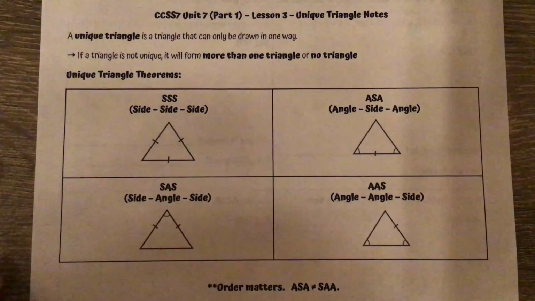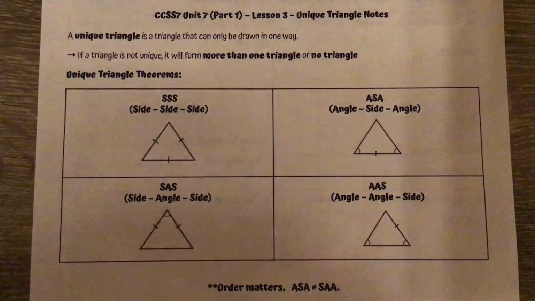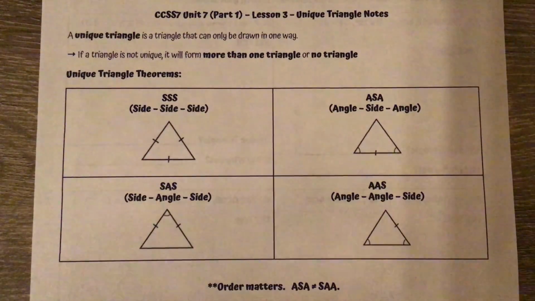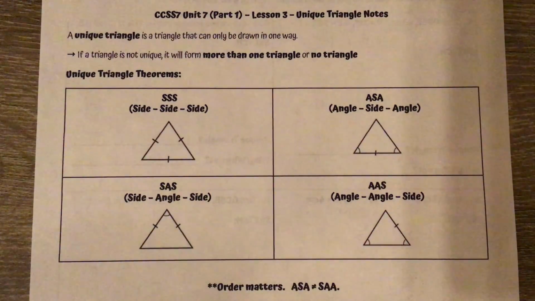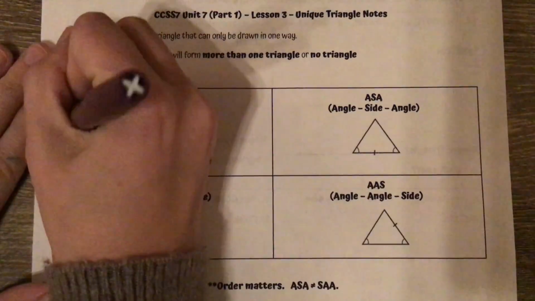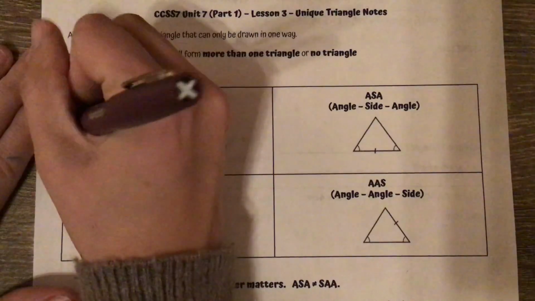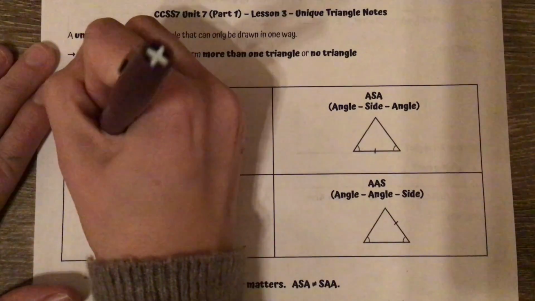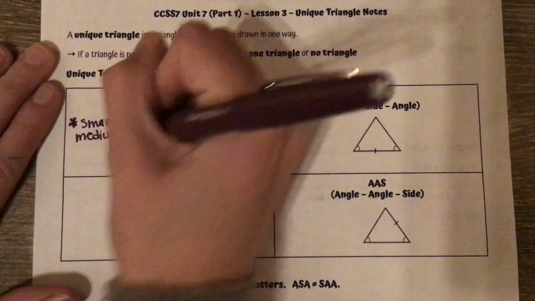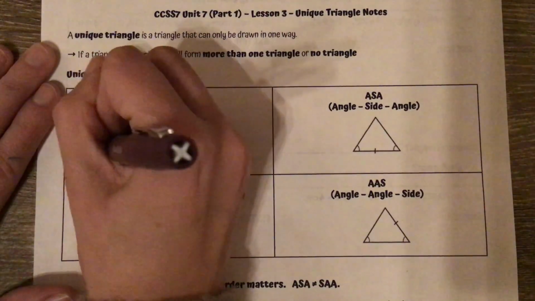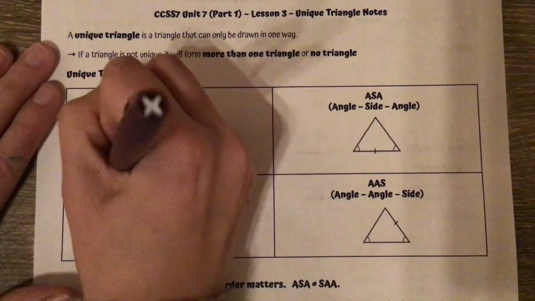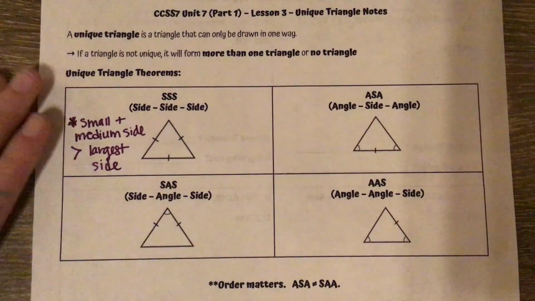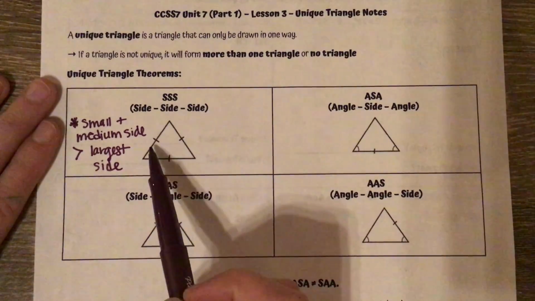These are the four unique triangle theorems: if you have this information given to you, then they form a unique triangle. What is important to note for the side is that the small plus medium side needs to be greater than the largest side. So even if you are given side, side, side, if that is not true, then it does not form a triangle. So this just means you're given all three sides.